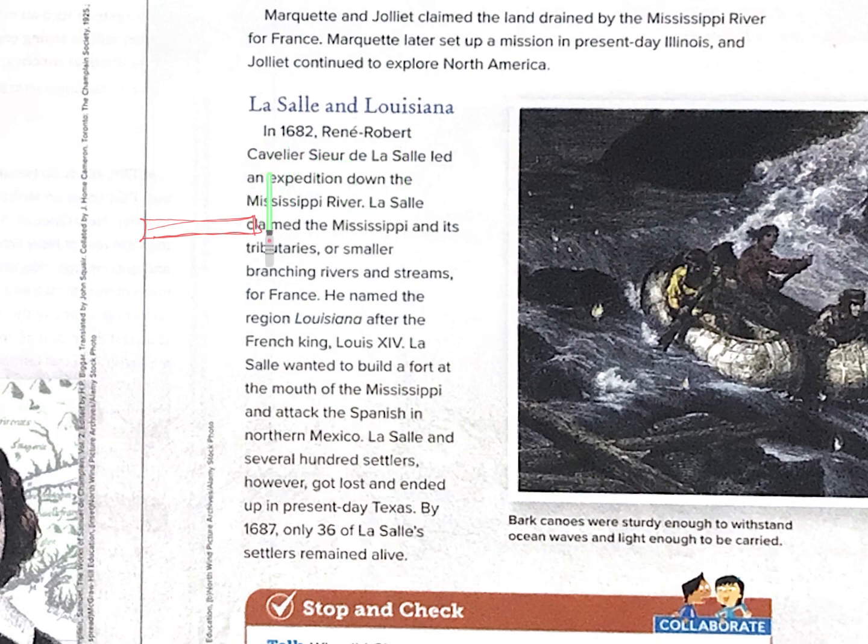In 1682, René Robert Cavelier, Sieur de La Salle, led an expedition down the Mississippi River. La Salle claimed the Mississippi and its tributaries, or smaller branching rivers and streams, for France. He named the region Louisiana after the French king Louis XIV. La Salle wanted to build a fort at the mouth of the Mississippi and attack the Spanish in northern Mexico. La Salle and several hundred settlers, however, got lost and ended up in present-day Texas. By 1687, only 36 of La Salle's settlers remained alive. So here are the notes you're going to take. Each color is a different line. You can pause the video to take those notes and then get back to it.